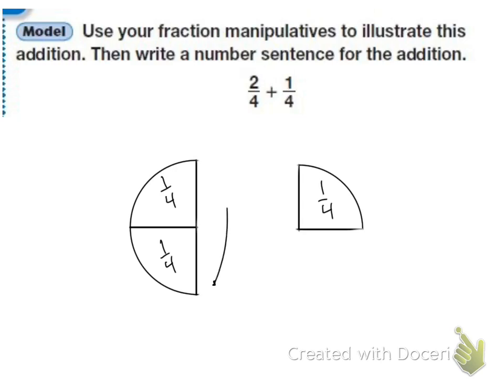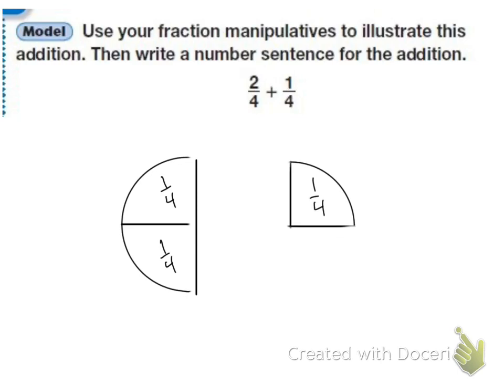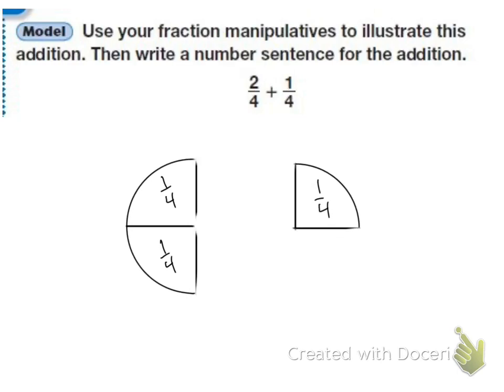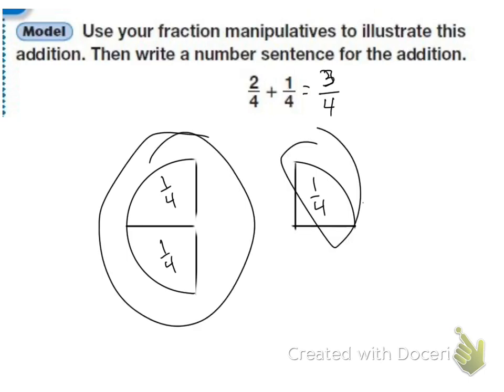So here on the left-hand side, I've got 2/4 of a circle, and then I have 1/4 more. If I add them together, I'll end up having 3/4 of my shape. Okay, so we can say that 2/4 plus 1/4 equals 3/4. Because I have 3 pieces and they each equal 1/4.